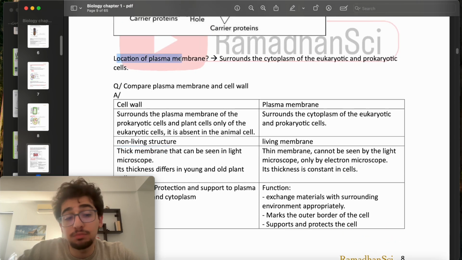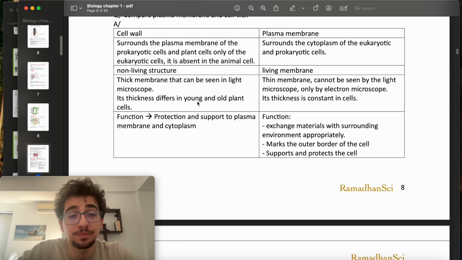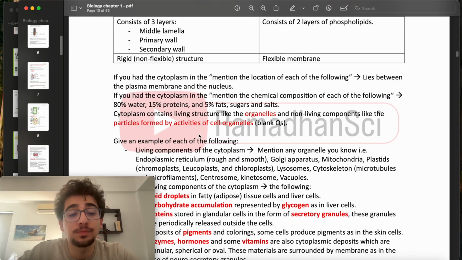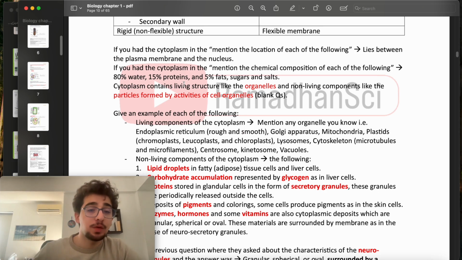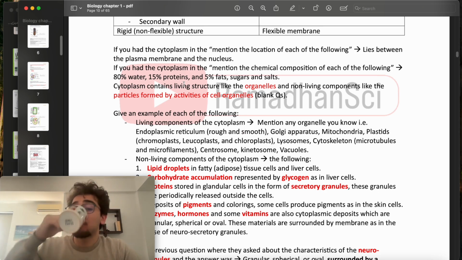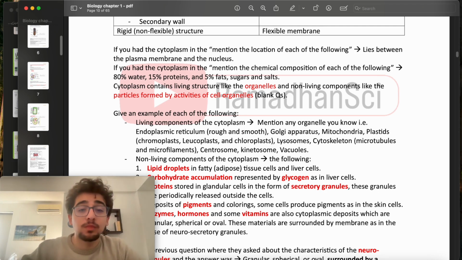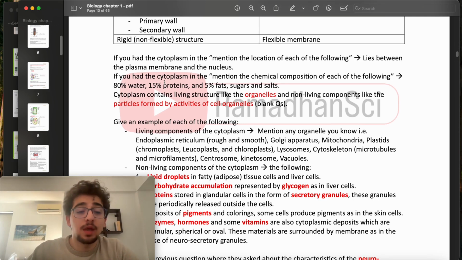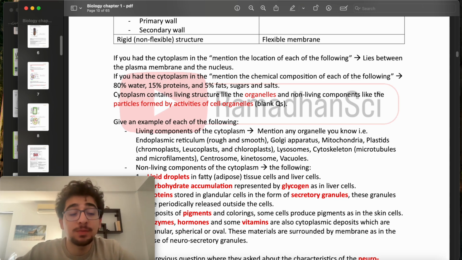If they ask you about the location of the plasma membrane, you will just write down that it surrounds the cytoplasm of both eukaryotic and prokaryotic cells. Okay, so if they ask you about the cytoplasm, and the very possible question is, what is the location for each of the following? And they will tell you the cytoplasm. You will just write down that it lies between the plasma membrane and the nucleus.